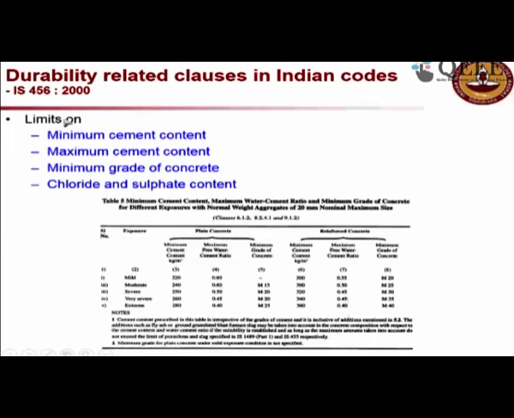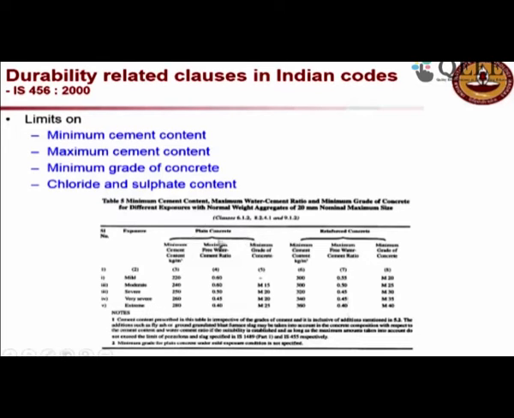Now IS 456 also gives some clauses on what should be the minimum cement content, what should be the maximum cement content, what should be the minimum grade of concrete, and what should be the limits on the chloride and sulfate contents in the cement. That is also included. So this is Table 5 in IS 456, where you can see those 5 exposure conditions which we talked about: mild, moderate, severe, very severe and extreme.